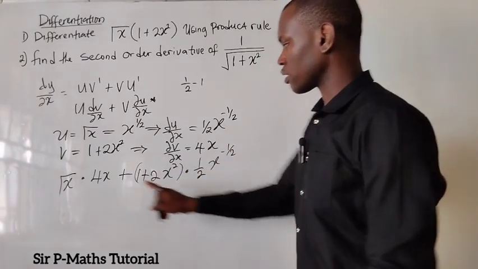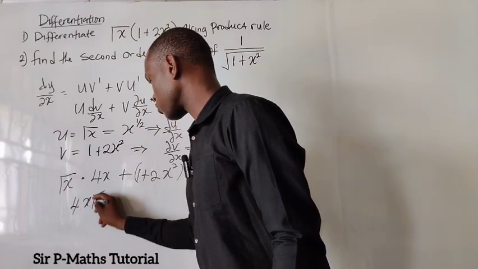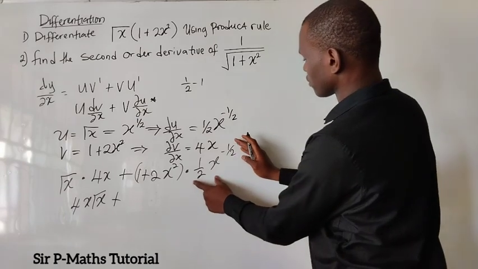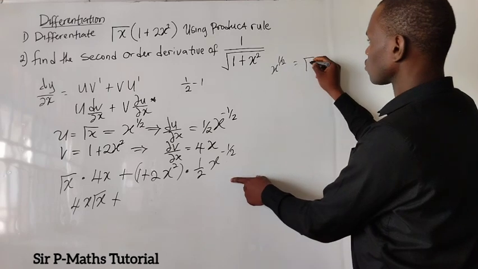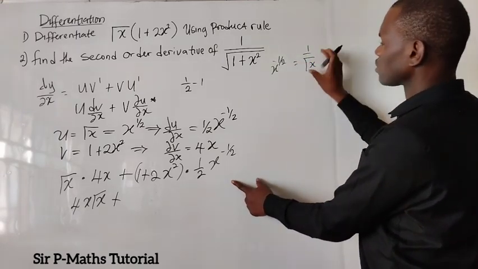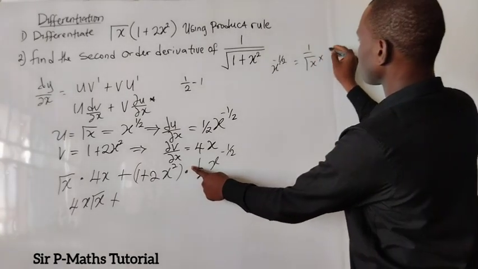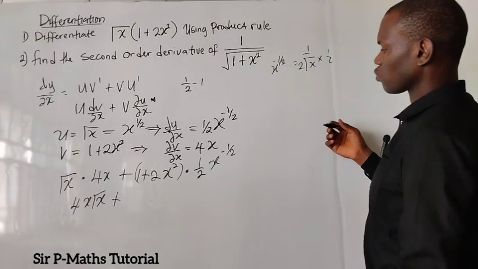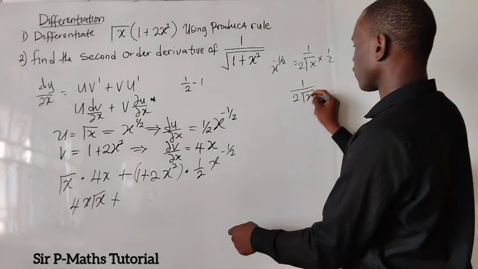Then let us multiply. If this multiplies here, I will have 4x into square root of x plus. Then for this one, let's simplify here first. If I have x raised to the power 1 over 2, this is same as square root of x. Now because it has a negative, it is 1 over the square root of x. Then this half is multiplying it. If we multiply by 1 over 2, of course 2 times 1 is 2, 1 times 1 is 1. So what we will have is 1 over 2 square root of x.